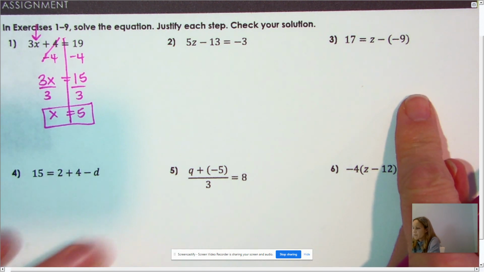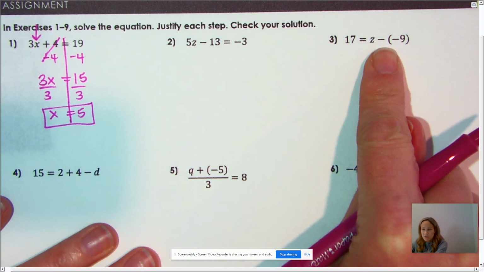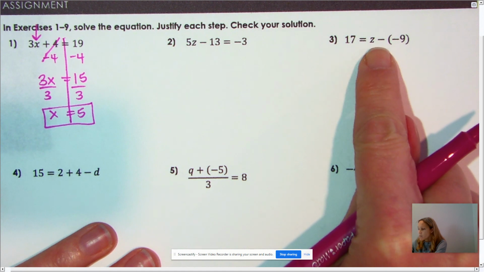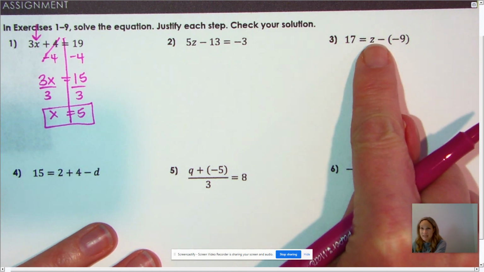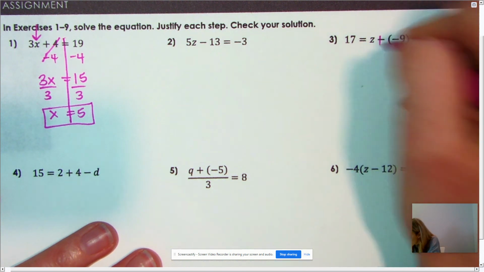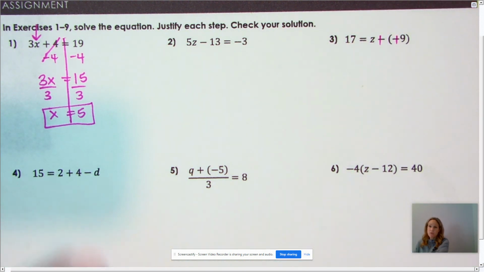Question number 3. Even though this looks like distributing parentheses, it's just subtracting a negative. Well, remember from middle school, if we minus a negative, that's like adding the opposite. If you had a cup of lemonade with ice cubes in it, and you take away the ice cubes, what's going to happen to the temperature of your lemonade? The temperature is going to go up. Anytime we minus a negative, that's a positive change.